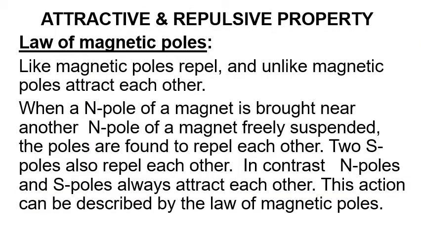Attractive and repulsive property of a magnet. Law of magnetic poles. This law states that like magnetic poles repel and unlike magnetic poles attract each other. When the north pole of a magnet is brought near another north pole of a freely suspended magnet, the poles are found to repel each other. Two south poles also repel each other. In contrast, north poles and south poles always attract each other. This action can be described by the law of magnetic poles.